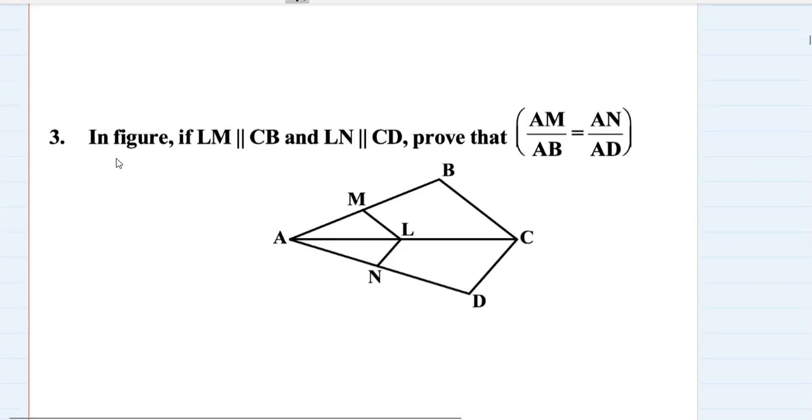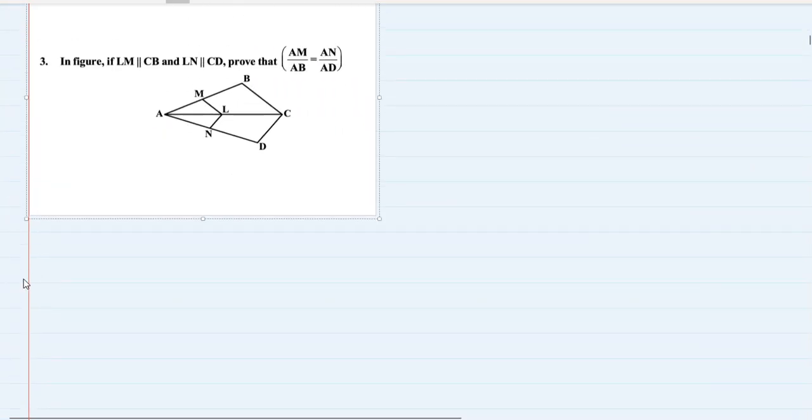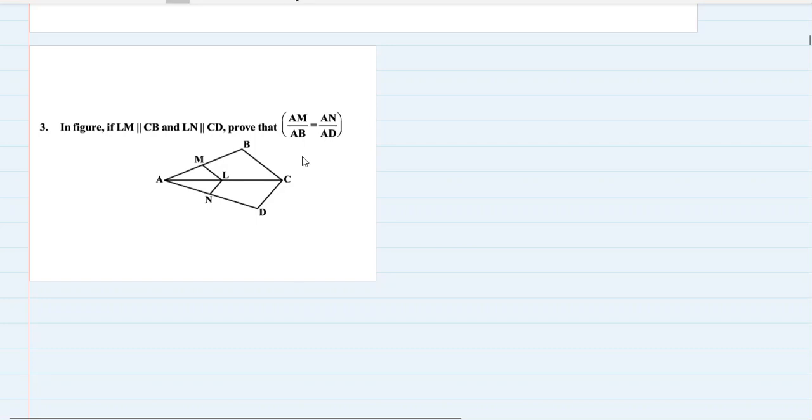Okay, so in the figure, let me make it a little smaller so I can write and show it. In this figure, LM is parallel to CB. Let me show it in the figure. LM is parallel to CB and LN is parallel to CD. I hope you can see that. Prove that AM upon AB is equal to AN upon AD. That's very simple to prove.